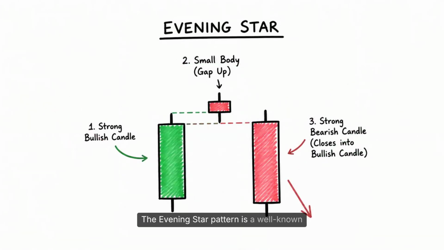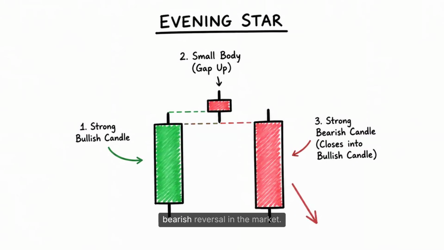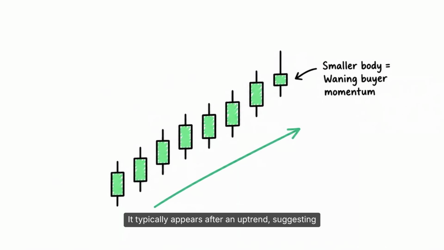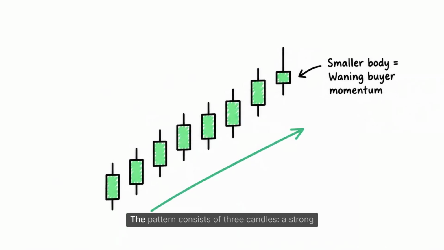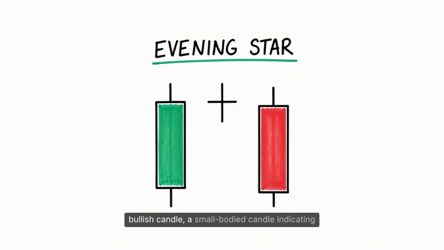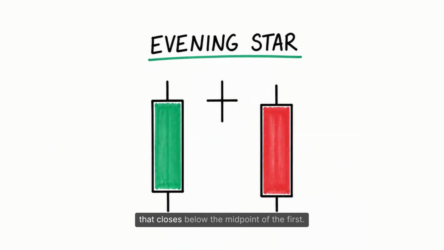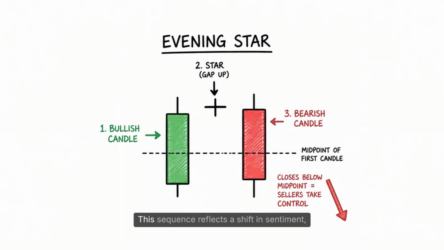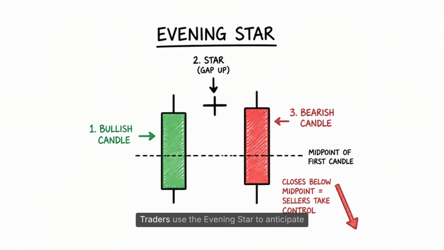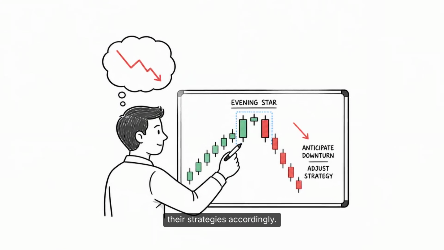The evening star pattern is a well-known candlestick formation in technical analysis, often signaling a potential bearish reversal in the market. It typically appears after an uptrend, suggesting that buyer momentum is beginning to weaken. The pattern consists of three candles: a strong bullish candle, a small-bodied candle indicating indecision, and a final bearish candle that closes below the midpoint of the first. This sequence reflects a shift in sentiment as sellers start to gain control. Traders use the evening star to anticipate a possible downturn and adjust their strategies accordingly.